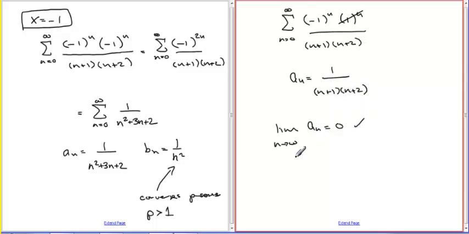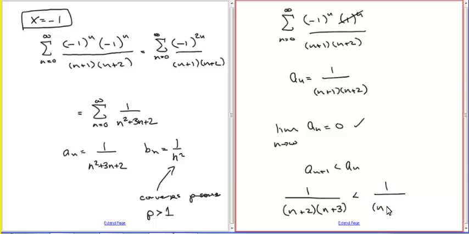The second thing is that a sub n plus 1 is always less than a sub n. That's the second requirement. So what you would do is substitute n plus 1 for n. So I get n plus 2 and n plus 3. That always has to be less than n plus 1 times n plus 2. This is a sub n. This is a sub n plus 1.